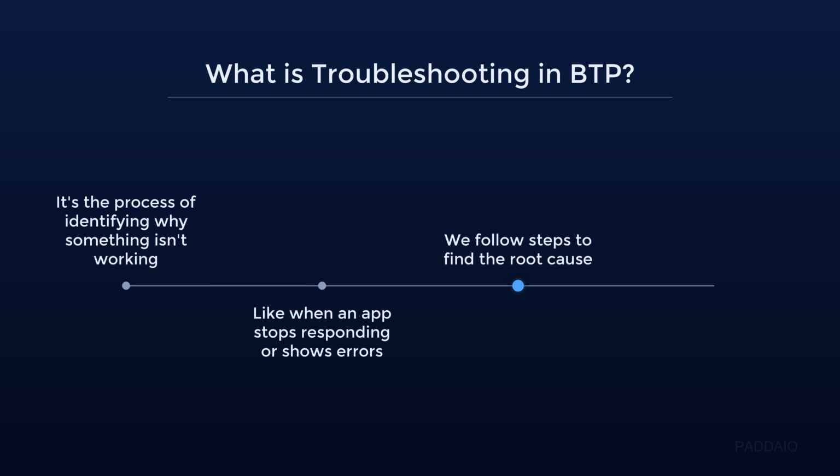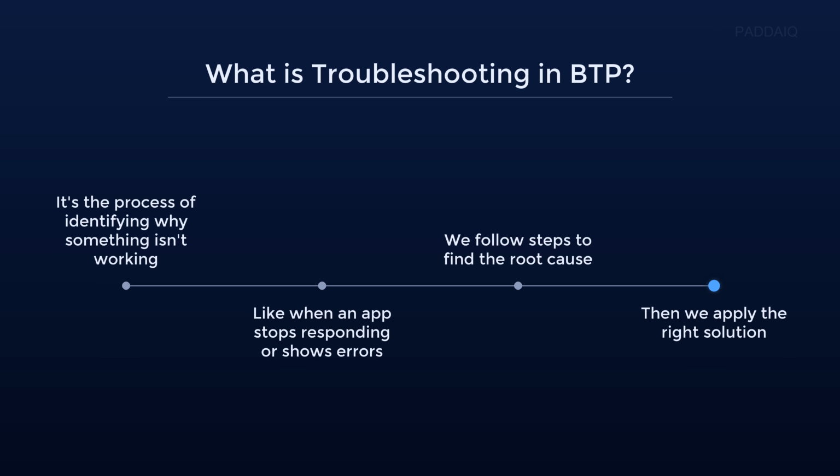We follow steps to find the root cause. This means using a logical process to identify the original source of a problem, not just its symptoms. For example, if an app is slow, you'd check the code, database, and network systematically. This structured approach ensures you solve the actual issue efficiently.